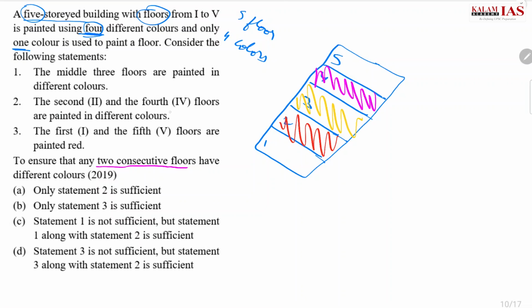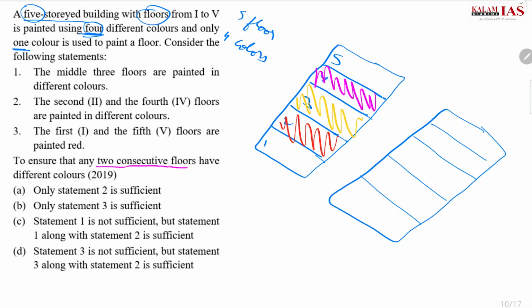Now second and fourth floors are painted in different colors. So let's draw the building again and then visualize what is happening. Now they are telling second and fourth floors are painted in different colors. Suppose second is painted in red, fourth is painted in pink.